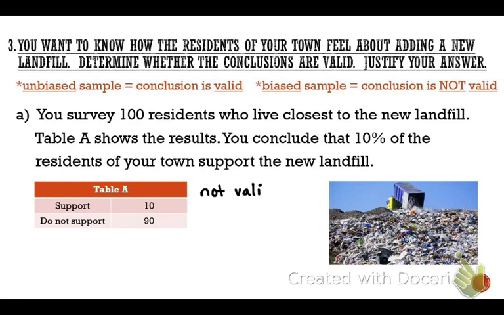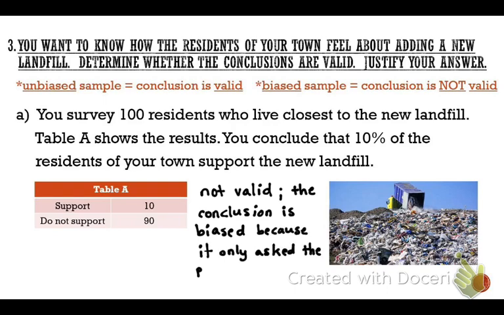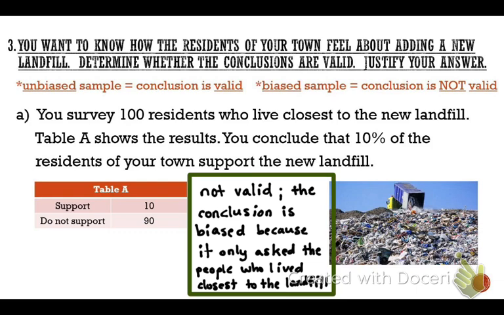Can someone explain to me, why is this not a valid conclusion? Because you surveyed the 100 people closest to the landfill, and not the whole town. Very good, okay? So I want us to focus on this. What we have to understand is the conclusion is biased. Remember, biased is bad. If we want something to be unbiased, it has to be large and random. The conclusion here was biased because it only focused on the people who lived right there closest to that new landfill. Therefore, no good. It was biased. It was not good, which means it was not valid. That was not a true conclusion because it did not ask the entire town.